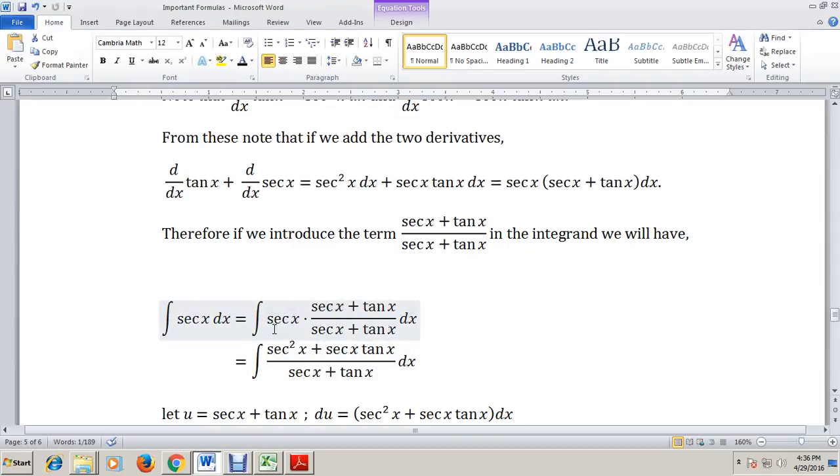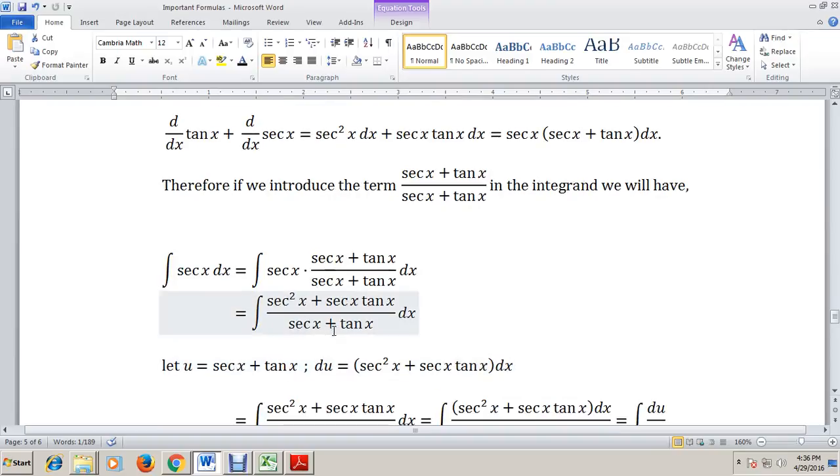So the next step is to distribute secant x to the numerator. So we have secant square x plus secant x tangent x. Notice that we already have this term in our previous sum of derivatives. Secant square x dx, over secant x plus tangent x. Now, if we let u equal secant x plus tangent x, du would be equal to, of course, the derivative of secant x, which is secant x tangent x. The derivative of tangent x is secant square x. So therefore, this is your du, which is the term that appears here in the numerator.